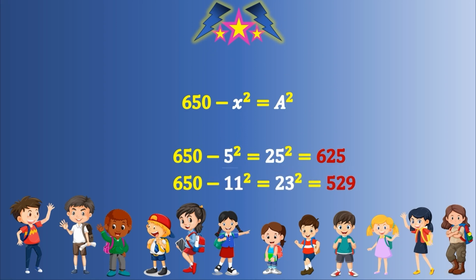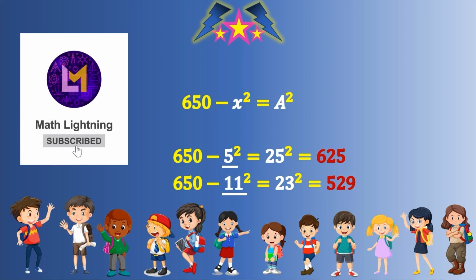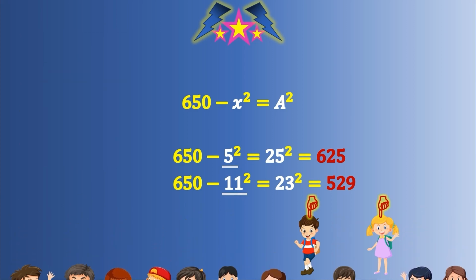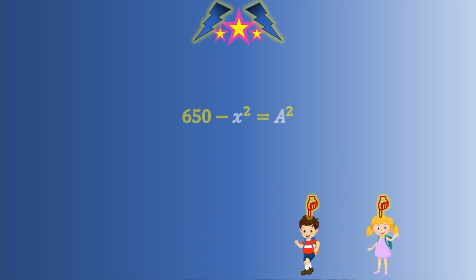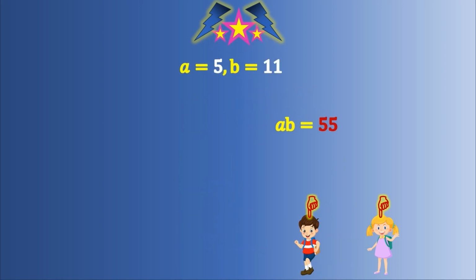The results indicate that one of the squares should have a side length of 5 centimeters, and the other should be 11 centimeters. That's it. We've found Alice and Bob's squares. Now, let's multiply them to answer this Olympiad question. The answer is 55. Well done, my friends.